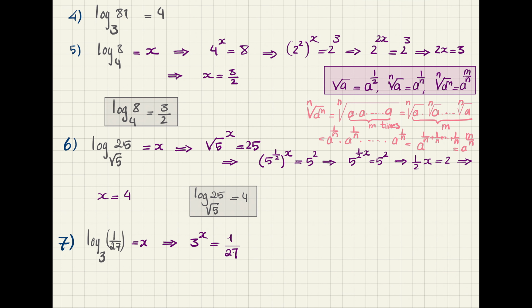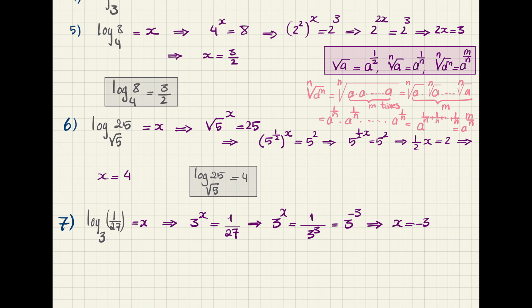So then now you know that 27 is the third power of 3, so this becomes 3 to the x is equal to 1 over 3 to the 3. Then you bring it up, it becomes 3 to the power of negative 3. And then if you compare these two, immediately you realize that your x is minus 3. And then following that, you say that the log of 1 over 27 in base 3 is minus 3. And then I put this in a box, hopefully here.